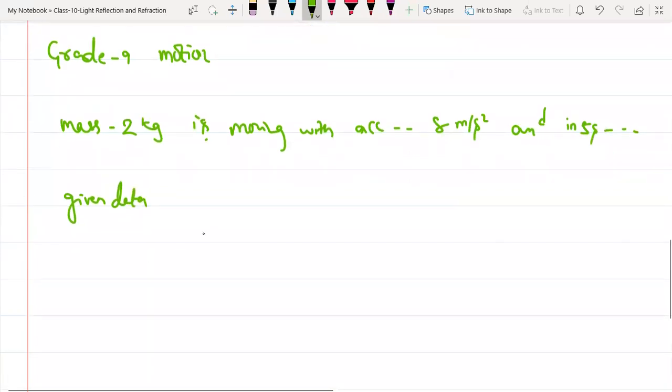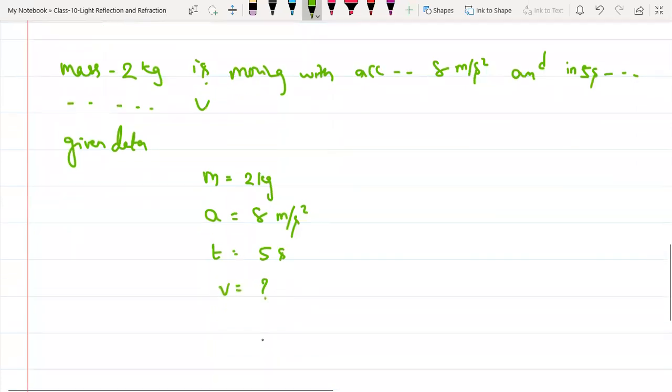What is the data given? Mass m is equal to 2 kg, acceleration a is equal to 8 meters per second square, and time t is equal to 5 seconds, and they will ask something: calculate its final velocity. What will you do? V is equal to question mark, right?